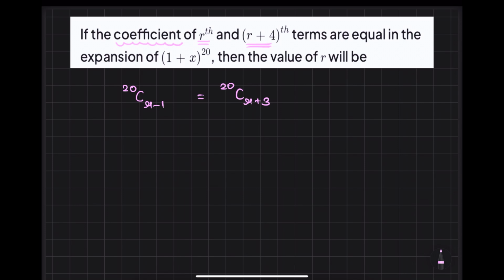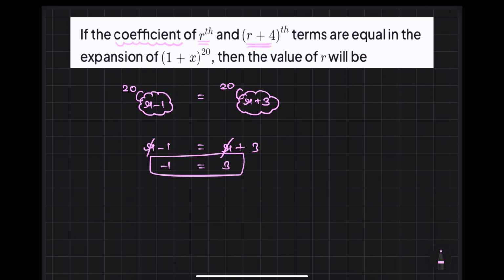So if you observe, you can see this 20, the upper subscript, is the same. Okay, and here is C and there is also C, so both are the same. So hopefully we can compare the base. Okay, so we got r minus 1 equals r plus 3. R gone, you get minus 1 equals 3. So this is some absurd value. Okay, so this is not going to be the answer.